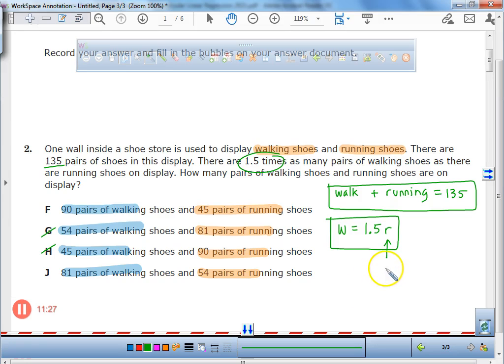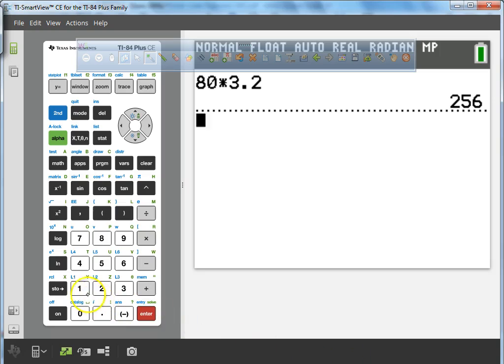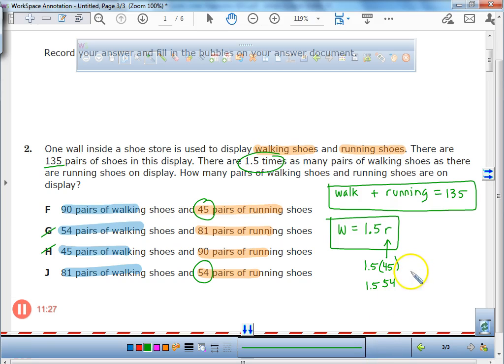We're going to take 2 numbers. What's one of the numbers we could have tested? 45. What's the other number we would have tested? 54. So what we're going to do right here is we're going to take 1.5 and we're going to multiply it to the 45 and multiply it to the 54. So just go to your calculator, take 1.5, multiply it to 45. And what does it say? 67.5.